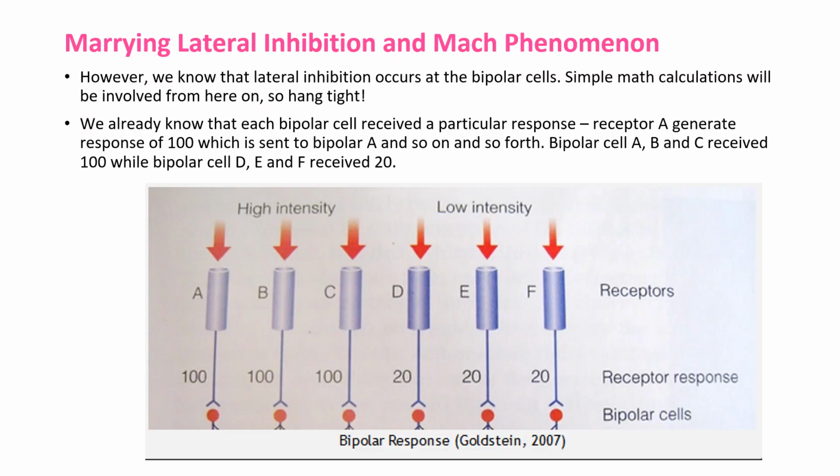However, we know that lateral inhibition occurs at the bipolar cells. Simple math calculations will be involved from here on, so hang tight. We already know that each bipolar cell receives a particular response: receptor A generates a response of 100, which is sent to bipolar A, and so on and so forth. Bipolar cells A, B and C received 100, while bipolar cells D, E, and F received 20.